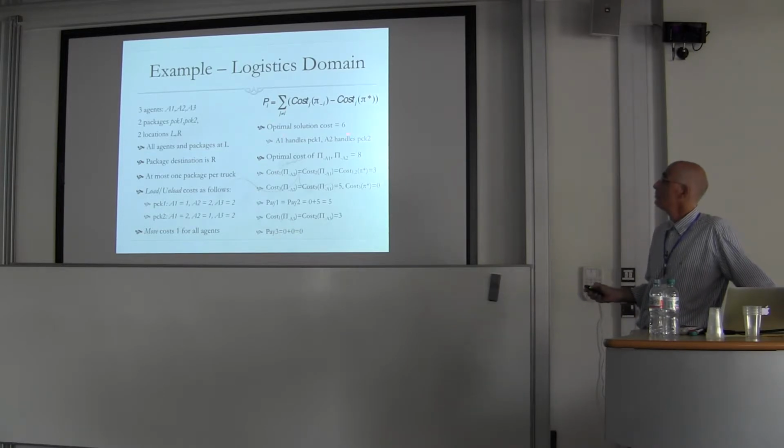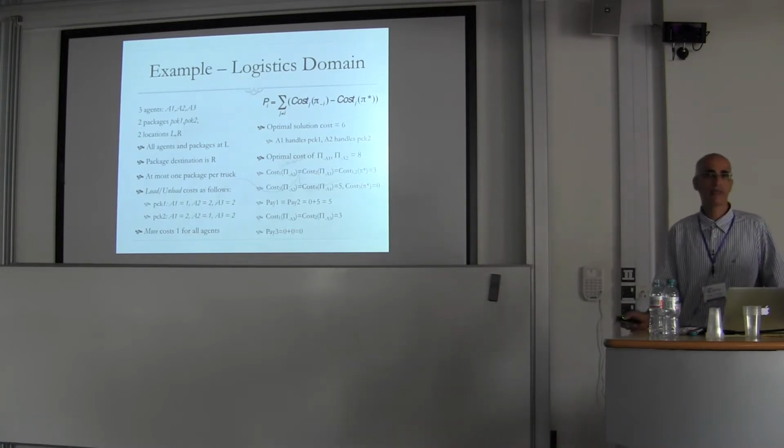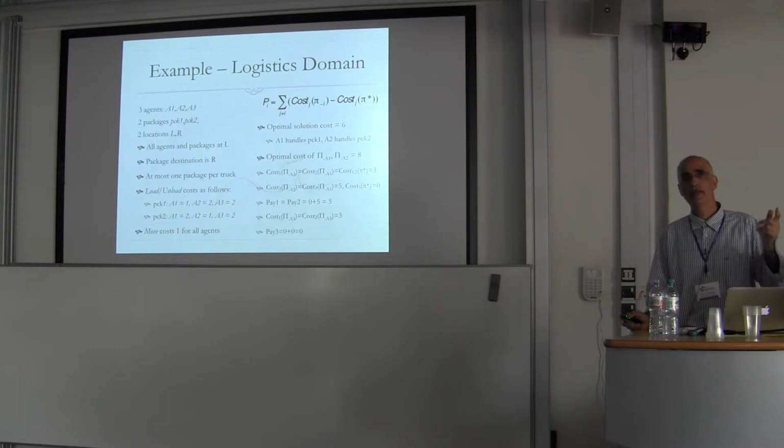Okay, what is the optimal solution? The optimal solution would have agent 1 load package 1, move to the other location, and unload it. That would be a cost of 3 to agent 1. And similarly for agent 2, who will handle package 2. So the total cost of the plan is 6, right? Agent 1 loads 1, moves 1, unloads 1. Agent 2 loads 1, moves 1, unloads 1.